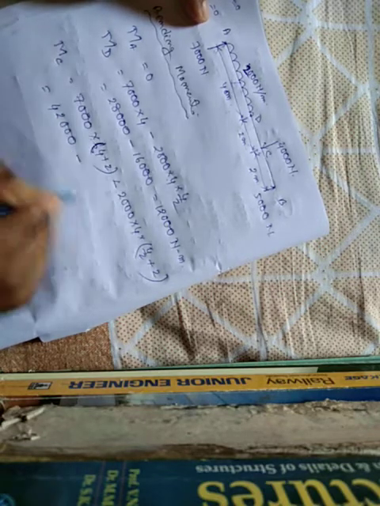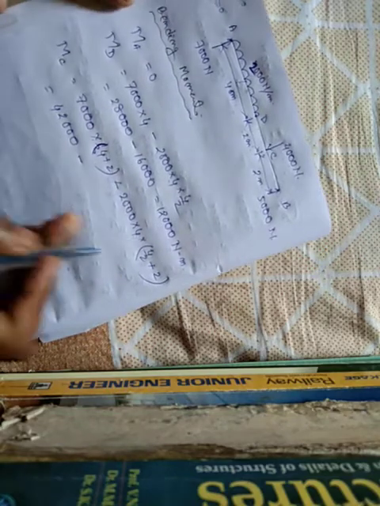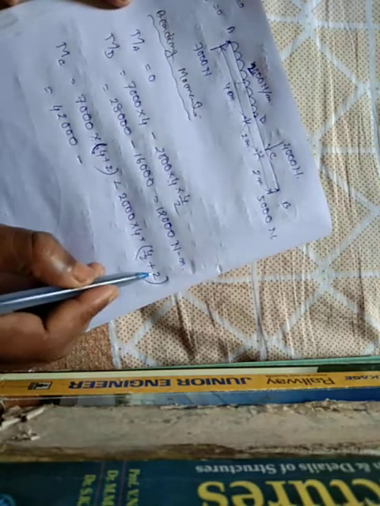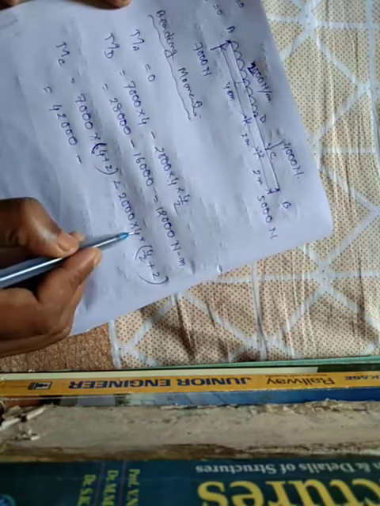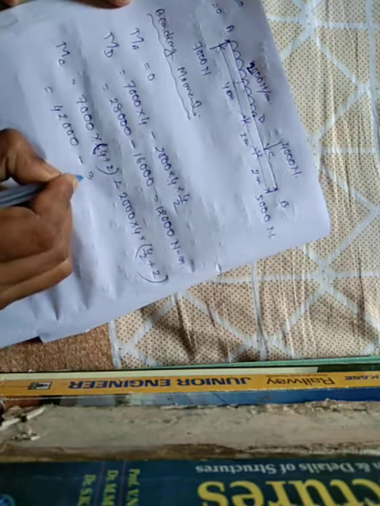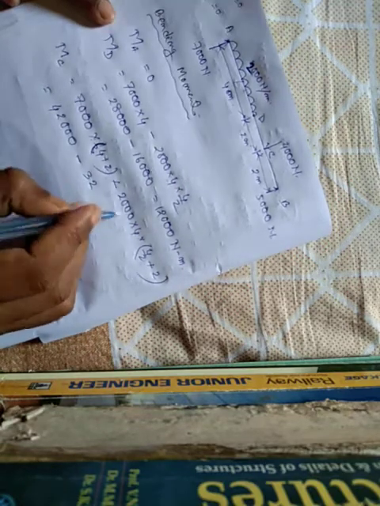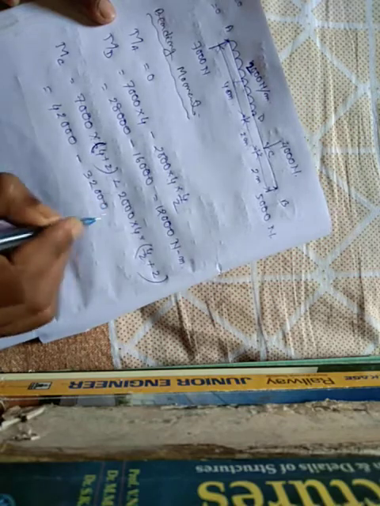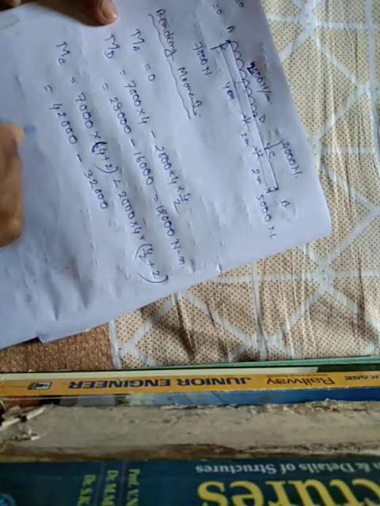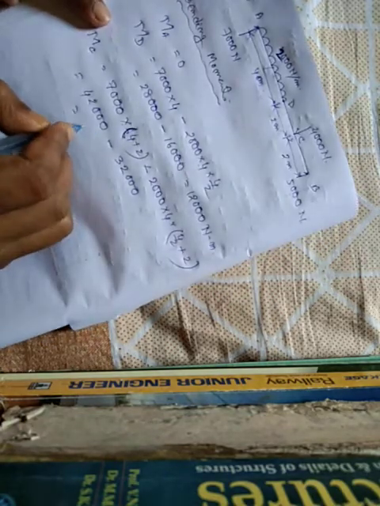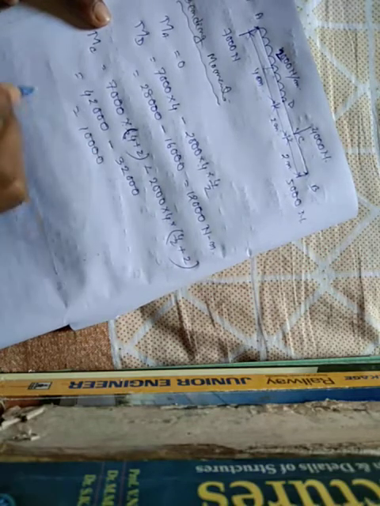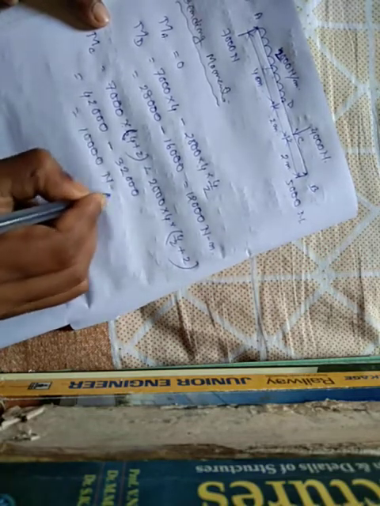That is 42,000 minus 32,000, which is equal to 10,000 Newton meter.